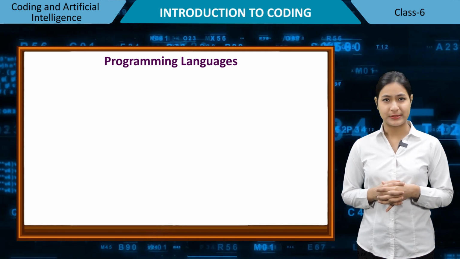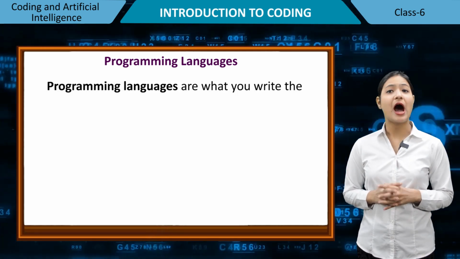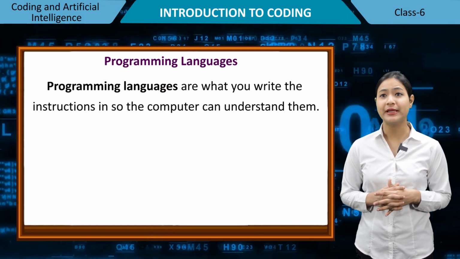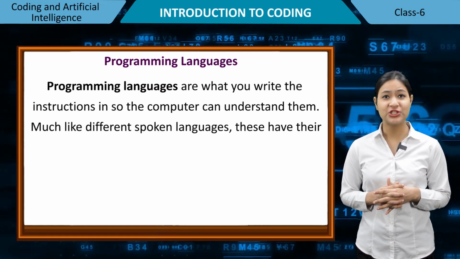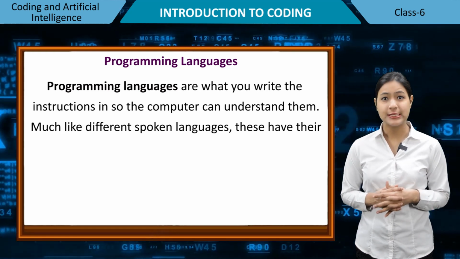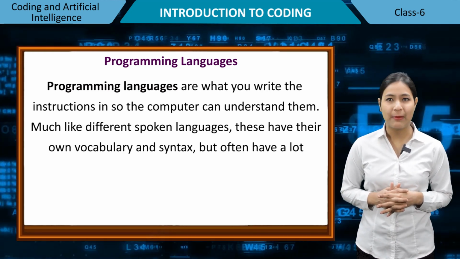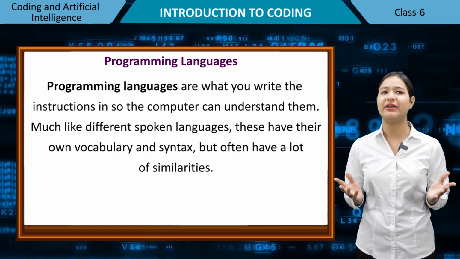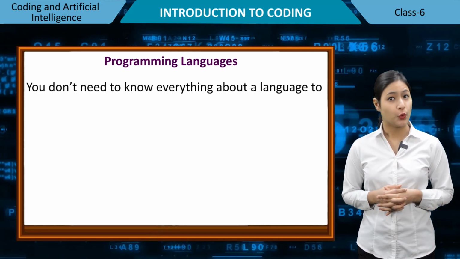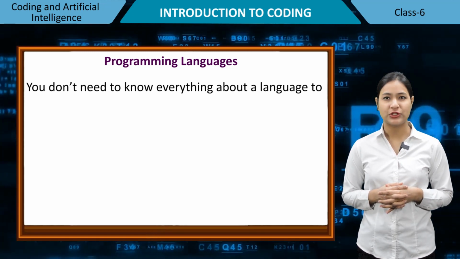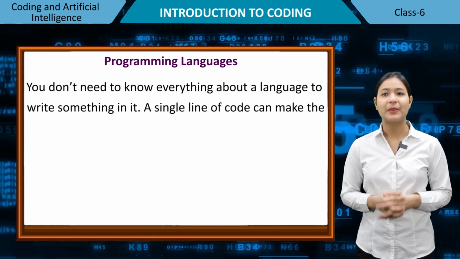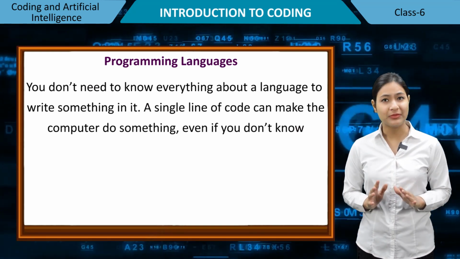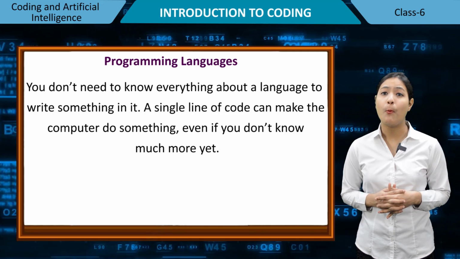Programming languages. Programming languages are what you write the instructions in so the computer can understand them. Much like different spoken languages, these have their own vocabulary and syntax, but often have a lot of similarities. You don't need to know everything about a language to write something in it. A single line of code can make the computer do something even if you don't know much more yet.